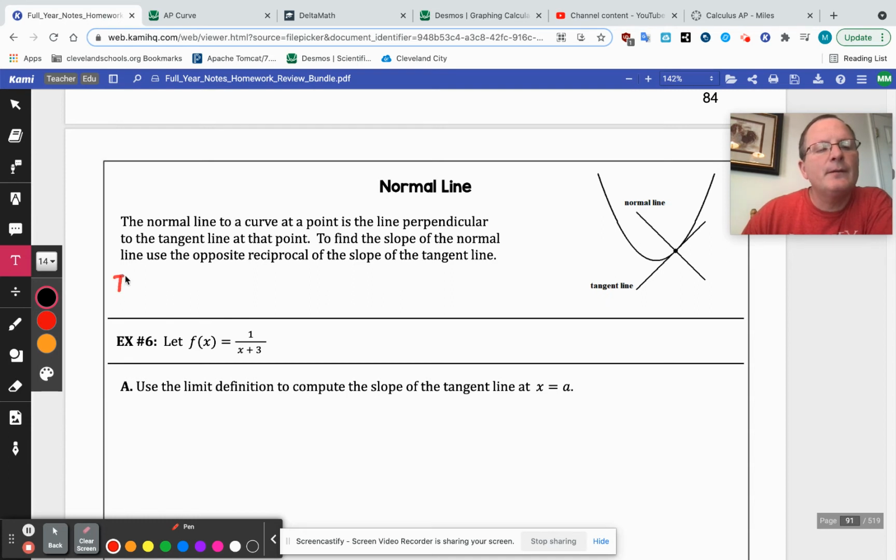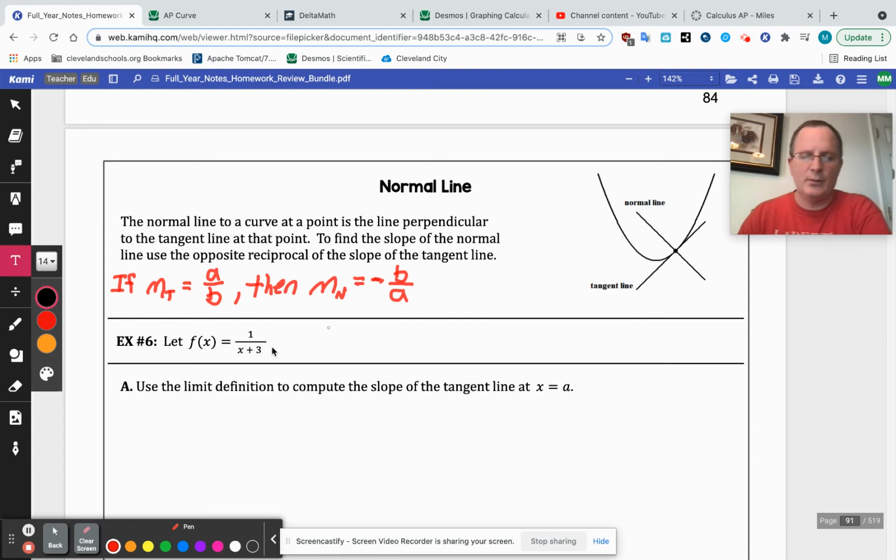So let's say the slope of the tangent is equal to a over b, then the slope of the normal, or the line perpendicular, I could have put a perpendicular symbol there, would be negative b over a. So you do the reciprocal and you change the sign, just like you did with perpendicular lines a long time ago.